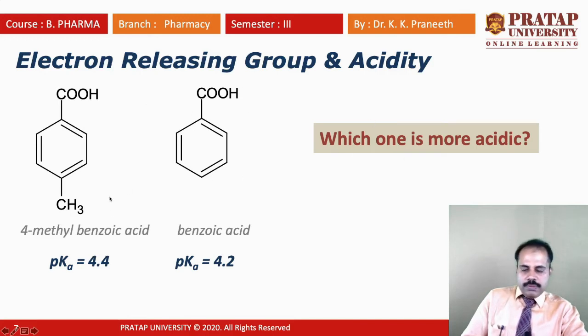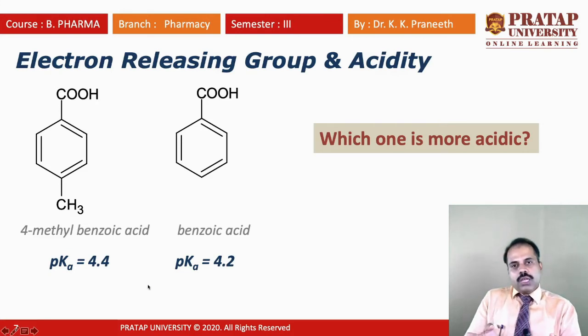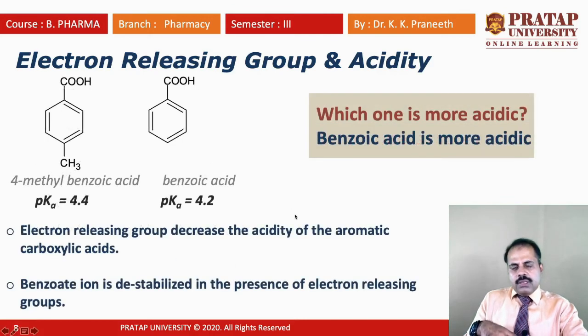So which one is more acidic and why? We know the pKa value is more, so it is less acidic. But why? The main difference is that here an electron donating, or electron releasing, methyl group is substituted. However, in the case of benzoic acid, there is not any group attached. So, electron releasing group and acidity, which one is more acidic? We already talked about this. Benzoic acid is more acidic because the electron releasing group decreases the acidity of the aromatic carboxylic acid. So if we attach an electron donating group, the acidity of this acid will be reduced.